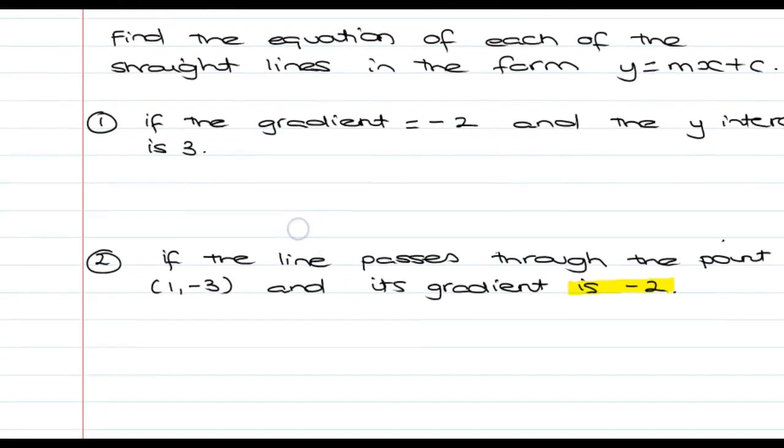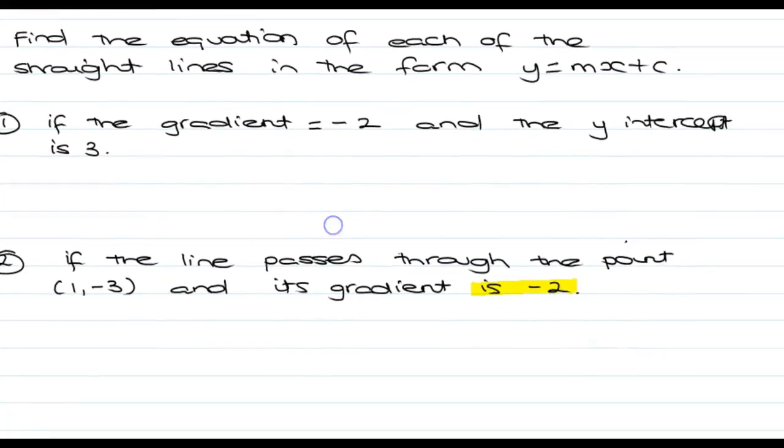So the first one, it's very simple. If we already know the gradient, we're given the gradient, in this case it's -2 and the y-intercept is 3, then it's just a case of writing it in the form of y equals mx plus c and substituting in the gradient, m, for -2 and the intercept for 3. So the equation therefore becomes y equals -2x plus 3.